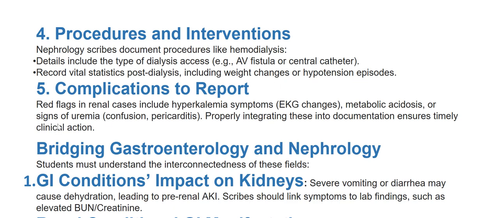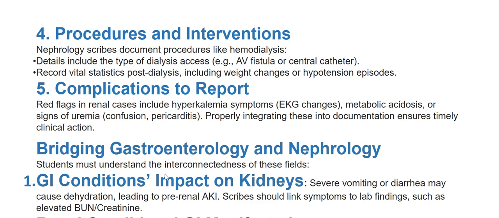Complications to report. Red flags in renal cases include hyperkalemia symptoms, EKG or ECG changes, metabolic acidosis, or signs of uremia, confusion, pericarditis. As for hyperkalemia, meaning high potassium levels, it shows EKG changes, or there are ECG or EKG findings that are called peaked T wave or tall T wave in the ECG. Properly integrating these into documentation ensures timely clinical action.